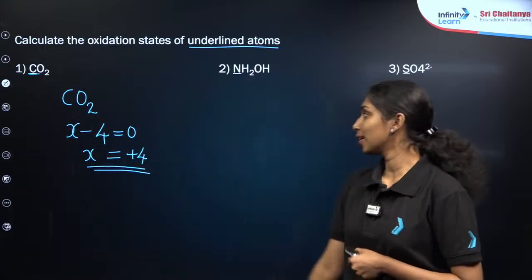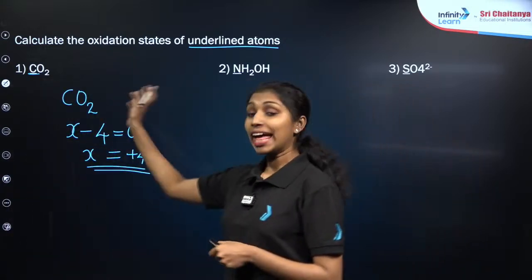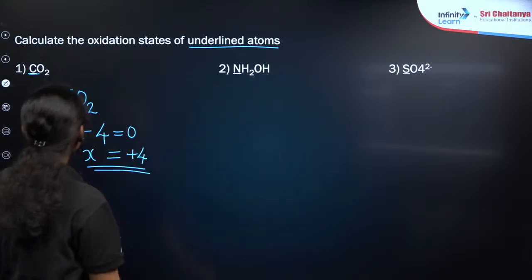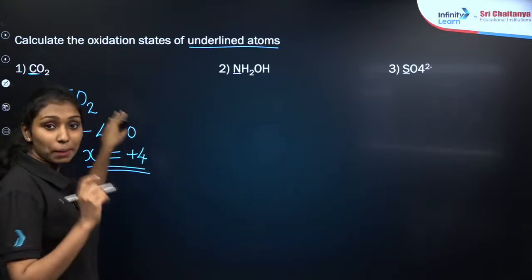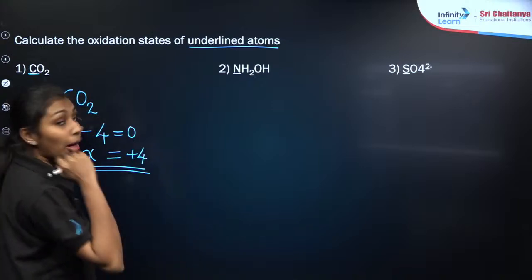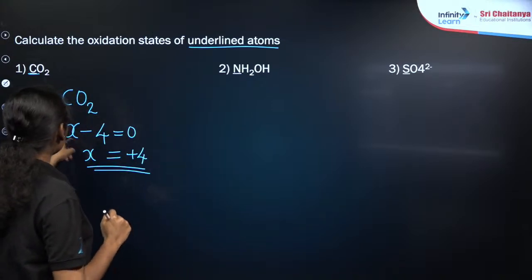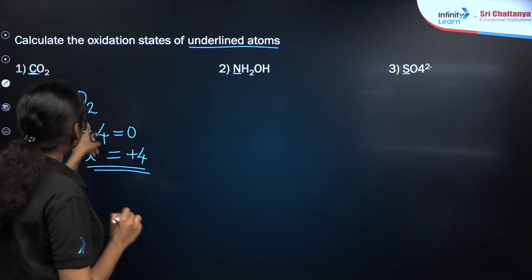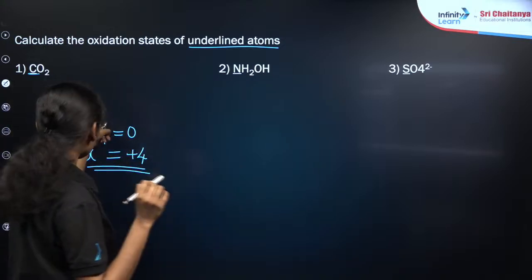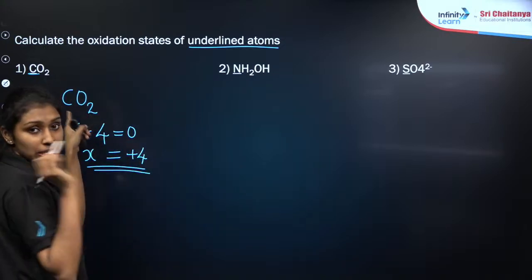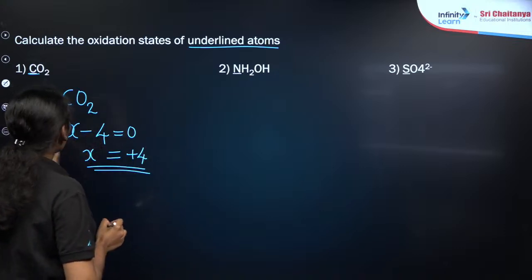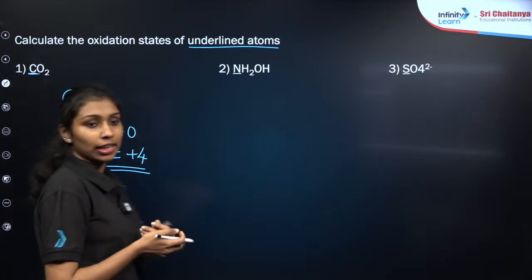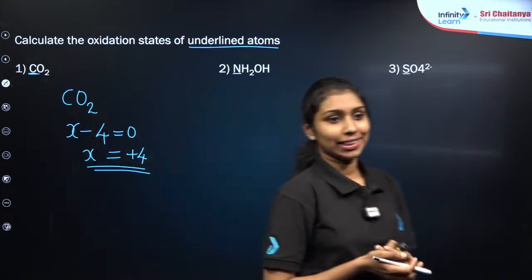Four, right? Because oxygen has an oxidation number of minus 2. Here 2 oxygens are present, which means we will be taking the algebraic sum as 0, and carbon we have to calculate. So we are taking x here. Then we are just adding the oxidation numbers of oxygen, 2 into minus 2, it is minus 4. So I am simply writing x minus 4 is equal to 0, or x is equal to plus 4. Clear?